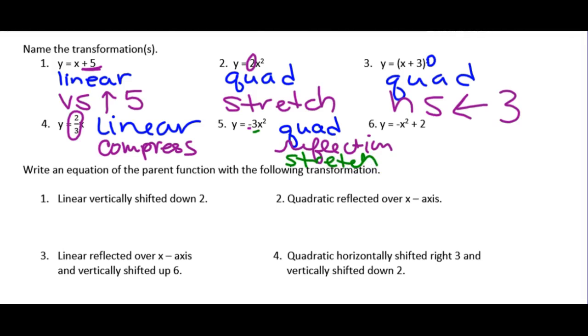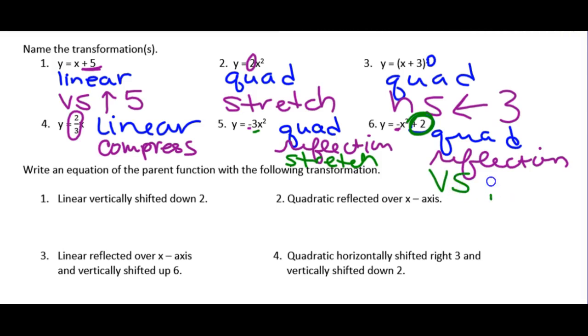All right, number 6, we have an x squared, so that makes it a quadratic. I notice that we have that minus out front, so that's a reflection. And then we have the plus 2 after the quadratic term, and it's not in parentheses, so that means it's going to be a translation, but it'll be a vertical translation up 2. So you just need to learn how to read the equation and what the numbers or the negative signs mean when you're looking at an equation.